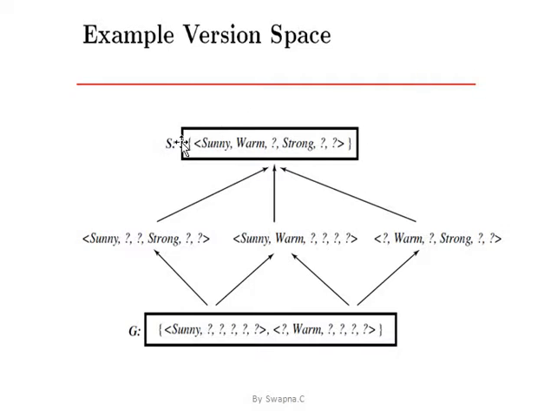First, S is one representation of hypotheses. This is the specific hypothesis. G is one more representation of hypotheses. G is the general hypothesis. In between these, we have a list of 3 hypotheses. This subset of hypotheses we call the version space. At the final stage, after the candidate elimination algorithm is applied on EnjoySport, we get this subset of hypotheses. This is the version space. This is one example of a version space.